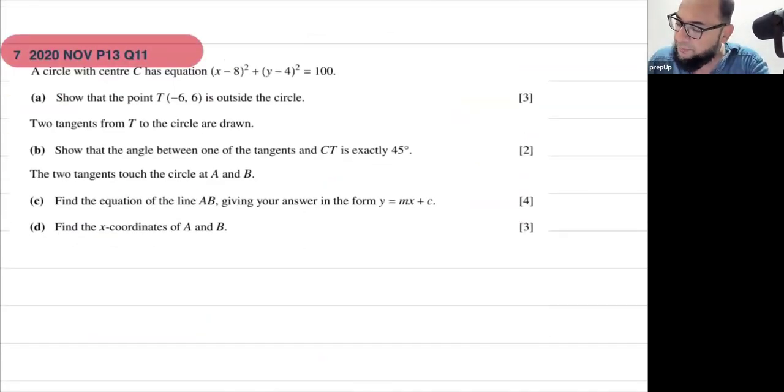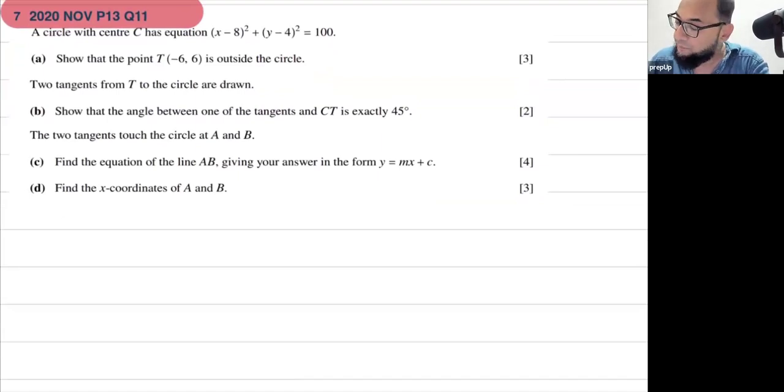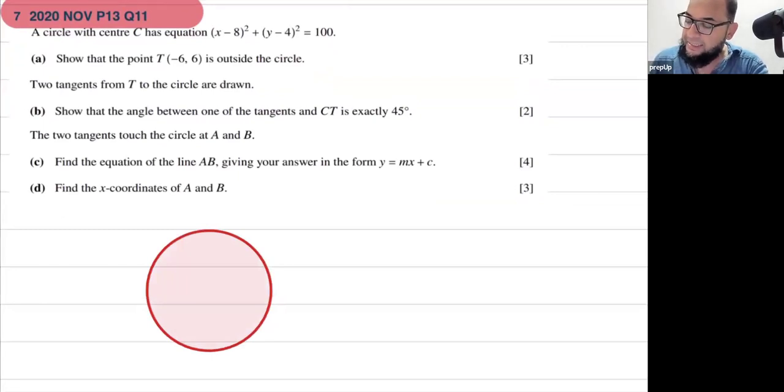Now the second part says two tangents from T are drawn to the circle. Show that the angle between one of the tangents and CT is exactly 45 degrees. Now that's a good question. Let me first draw a circle. So that is a circle, and the center is 8, 4, based upon comparing coefficients. The point T is negative 6, 6, something like over here. So this is T.